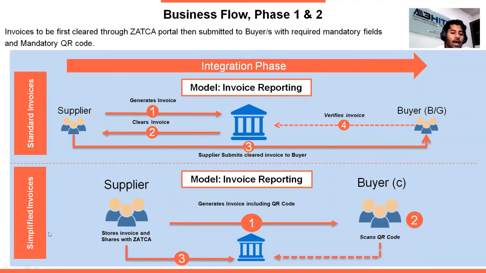For the simplified tax invoice, the supplier generates the invoice, including the QR code, and shares it with the buyer, who is the end consumer. The buyer can scan the QR code on the simplified tax invoice and verify the invoice. Also, the supplier will need to store this invoice and share it with ZATCA on a timely basis, which could be monthly, weekly, or whatever is preferable.